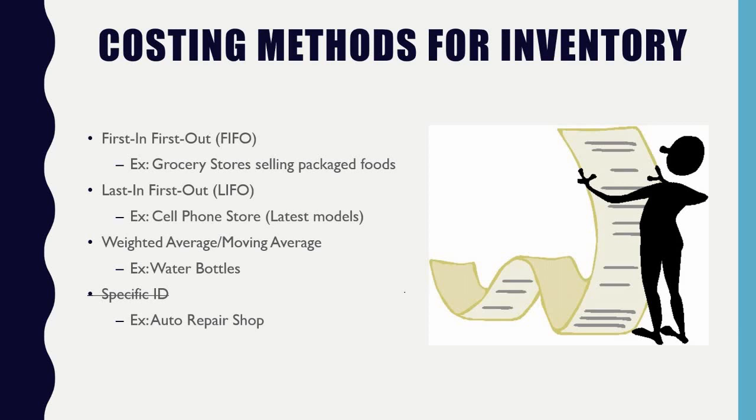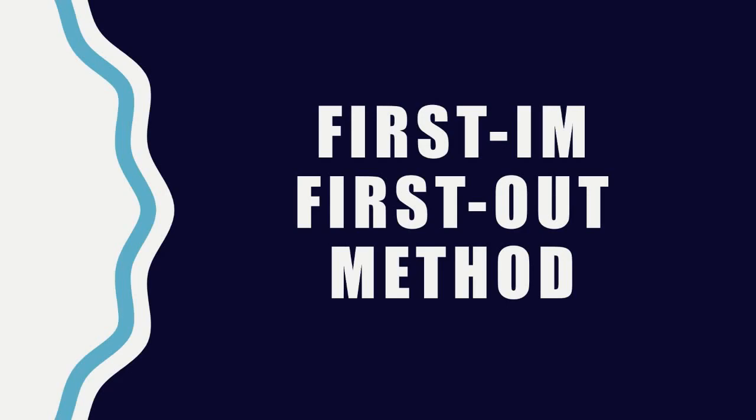And of course, the example given here is going to be things that are usually necessities, things that you have to have daily that don't really have a shelf life. I gave water bottles as an example. And still today, we're not going to show you what a specific ID is going to look like. So let's dive right into our first costing method, which is the first in, first out method.